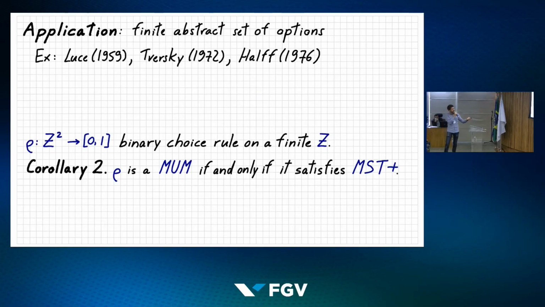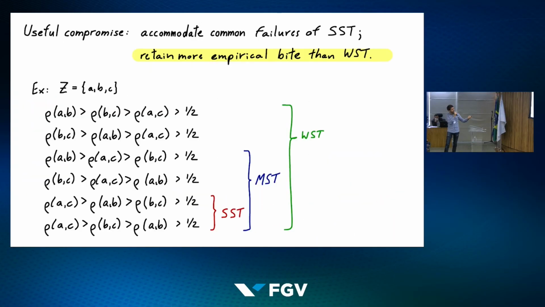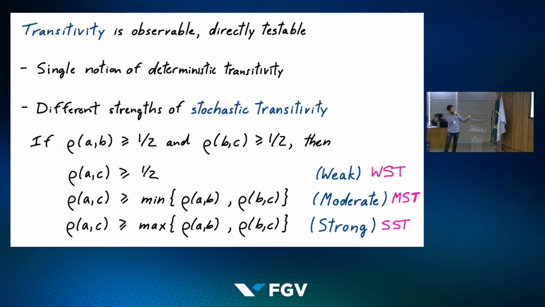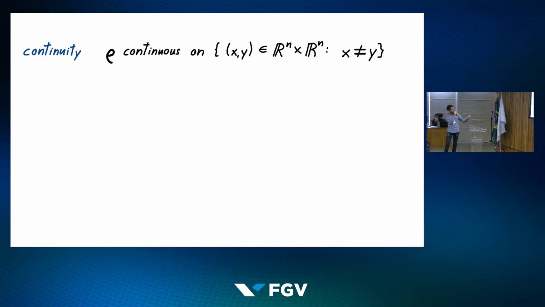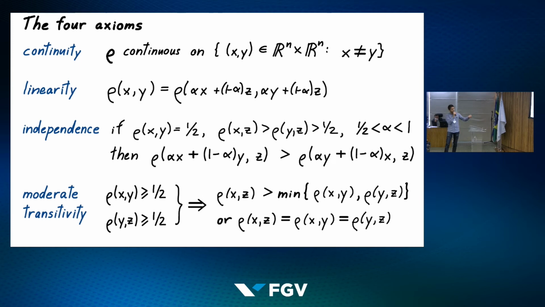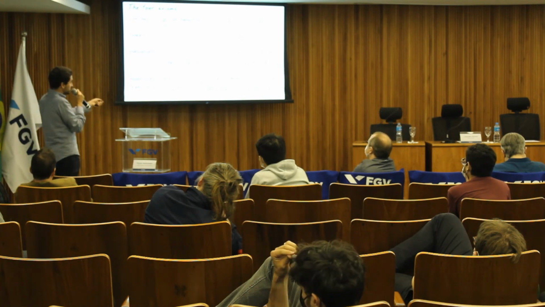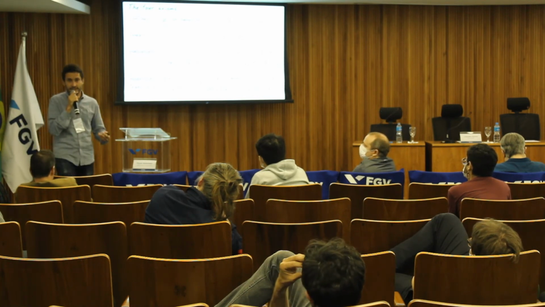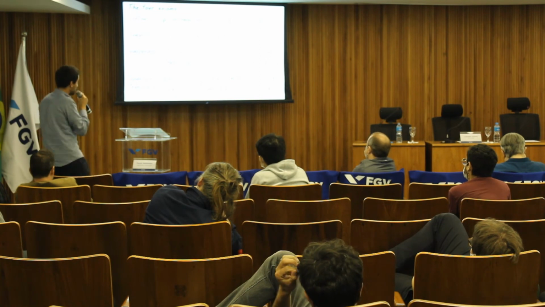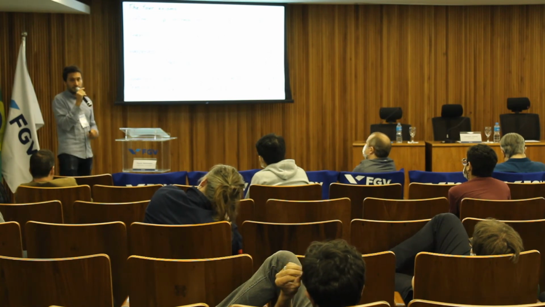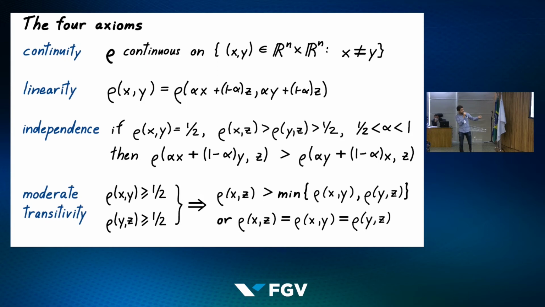So let's look at our axioms real quick. What do you think is going to survive? So where are my axioms? Here we go. Continuity is meaningless here. So continuity goes down the drain immediately. You're not going to test continuity with a finite number of options. Linearity is also meaningless here. We're not in R^n anymore. It's a finite number of objects. We're going to throw away linearity. Independence also doesn't have a bite. But moderate transitivity does have bite. With a finite number of objects, you could reject moderate transitivity.